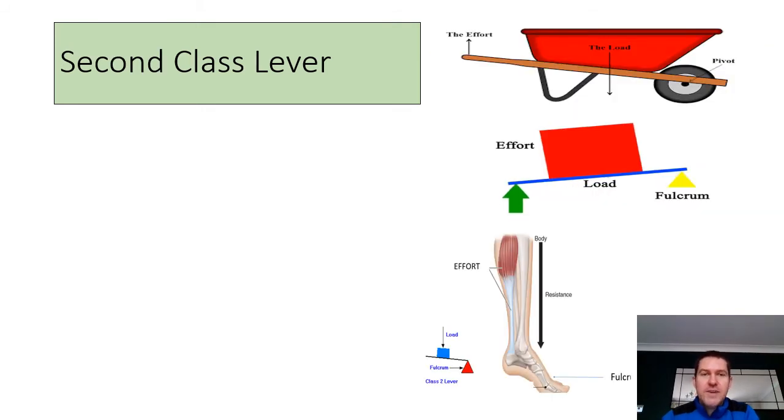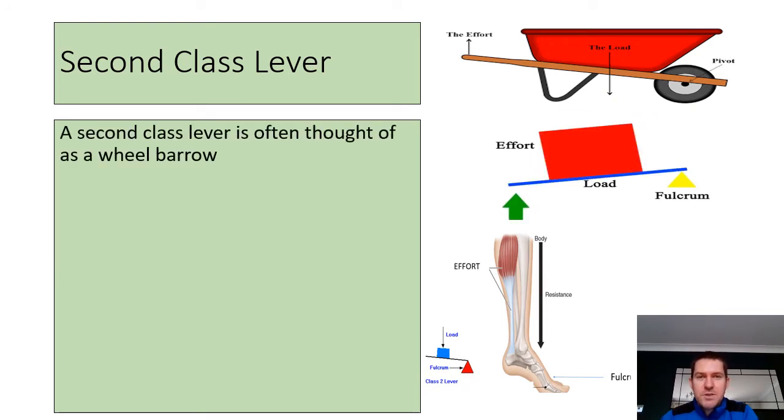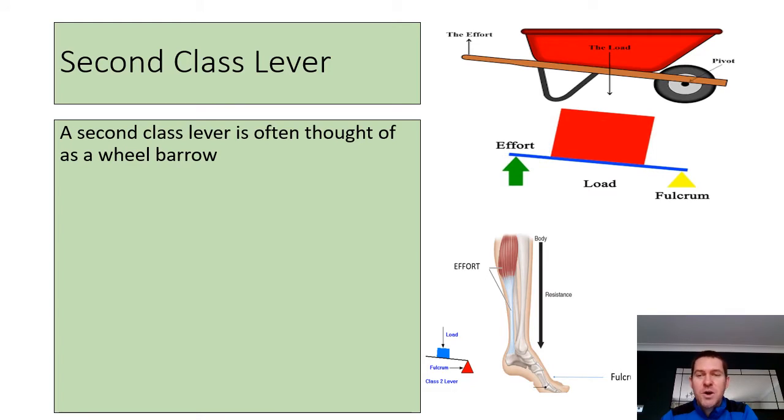Okay, so next let's look at a second-class lever. How does it actually work and what do we mean by it? First and foremost, I want you to try and envisage a wheelbarrow. If you look at the picture at the top of the screen, if you've ever been in a garden, you might have seen a wheelbarrow before at an allotment site, for example. A wheelbarrow is an example of a second-class lever.